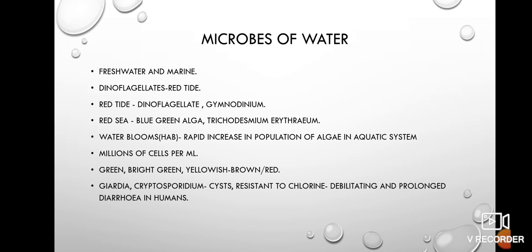The water color changes result from high density of pigmented cells, many number of these colored algal cells. Algal bloom concentrations may reach millions of cells per ml. In 1 ml, there will be millions of cells of this organism. Colors observed are green, bright green, yellowish brown, or red.